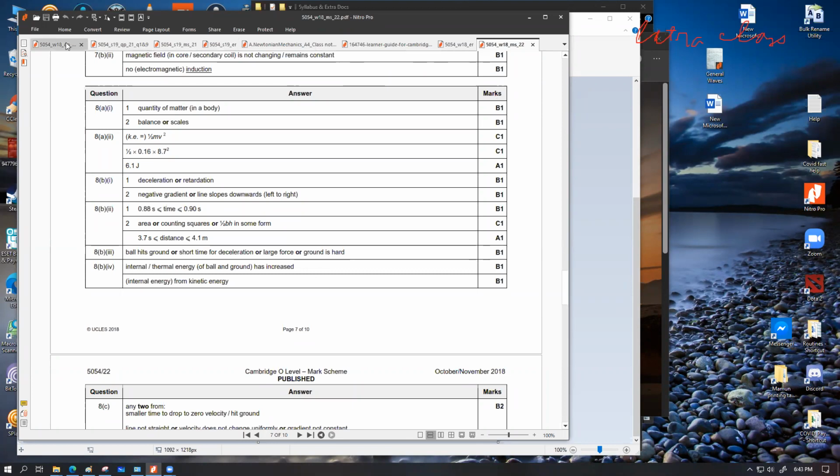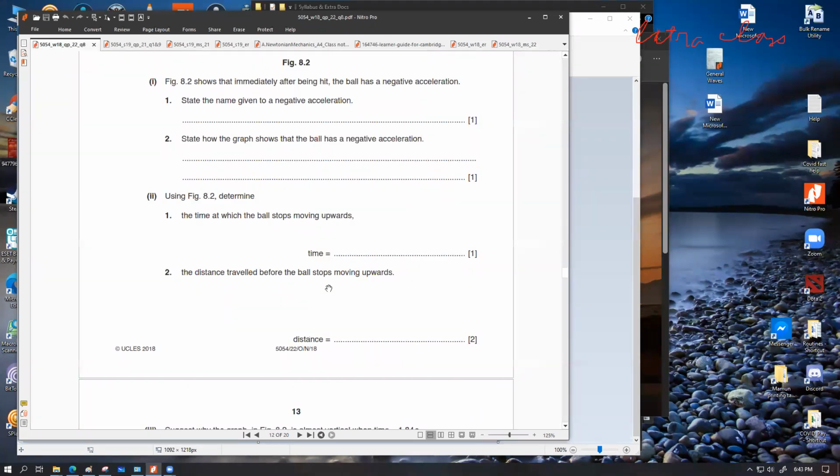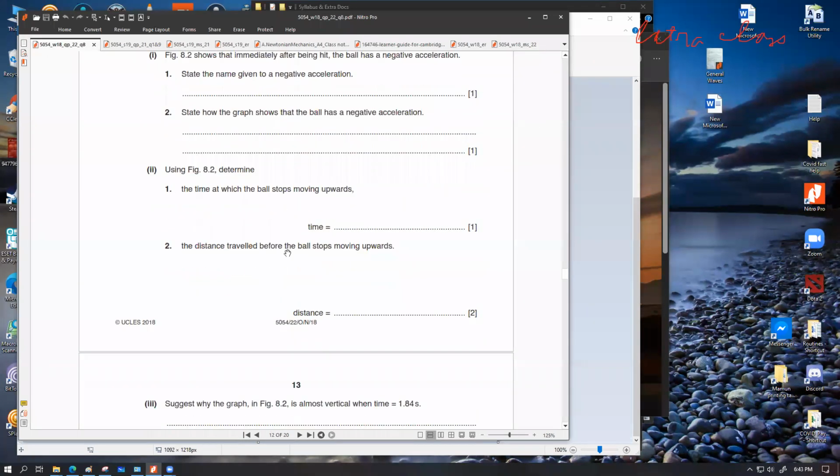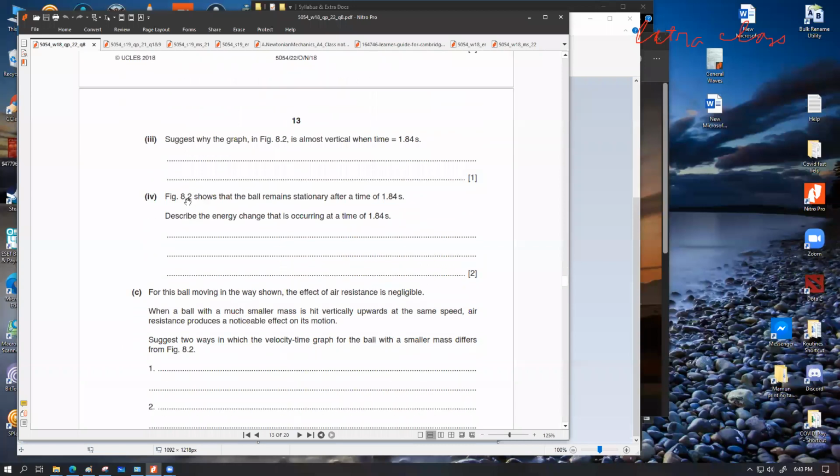Okay, that's done. Then it says, figure 8.2 shows the ball remains stationary after a time of 1.84 seconds. This is the energy changes that occur at a time of 1.84 seconds. I haven't taught you these energy changes in detail yet. This is supposed to come from the work energy chapter, which is also an inclusive part of the Newtonian mechanics topic. So what is going to happen within this 1.84 seconds?